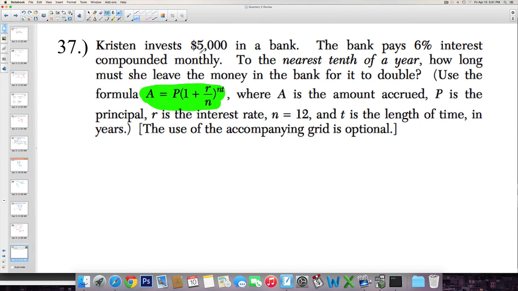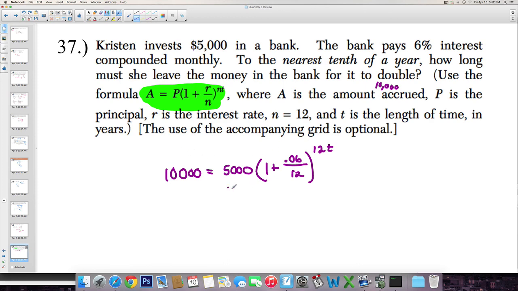So she initially invests $5,000 into the bank. And we want to know how long does it take for it to double, so for it to reach $10,000. So she wants $10,000. Goes right here. She initially invests $5,000 at a rate of 6%, so 0.06, and it's compounded monthly, so divided by 12, and 12t. So t is left as the variable because that's what we're looking for. We're looking to see how long it takes.